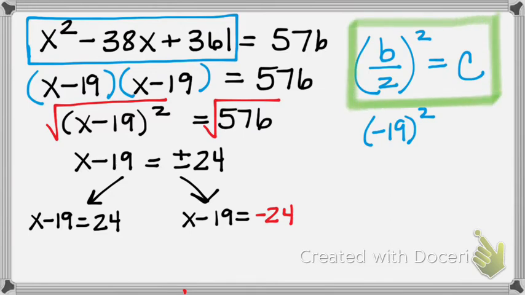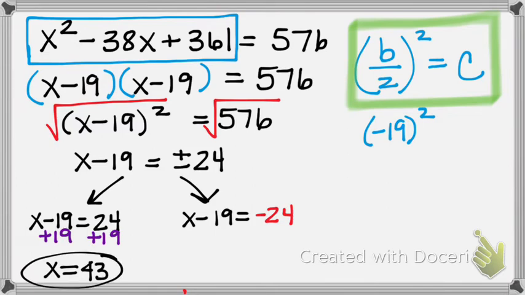So if you have this green box, if this is true, then it is a perfect square. And we're going to do a lot of that between today and tomorrow. So your first solution, when you add 19, that would be 24 plus 19, which is 43, I believe. Okay, x equals 43.